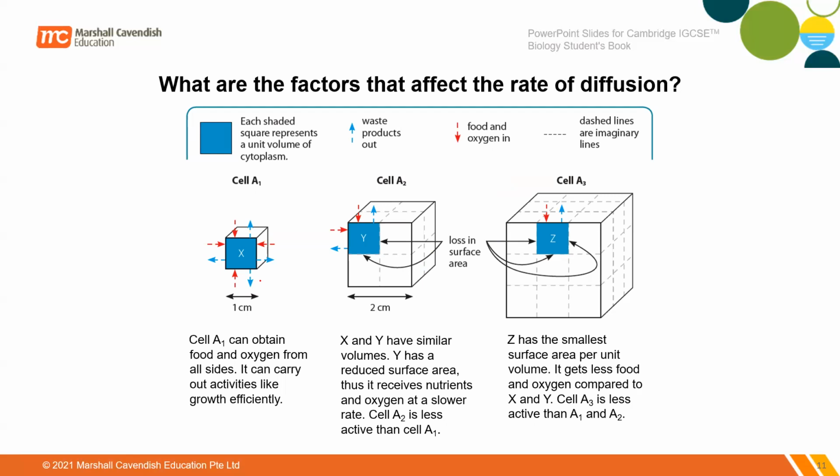Look at Y, Hamza. X and Y have similar volume, but in comparison with the surface area of cell A, here the surface area to volume ratio is somewhat smaller. For cell A3, the surface area to volume ratio is the smallest one. So definitely less food and less oxygen will be delivered compared to X, and definitely compared to Y.